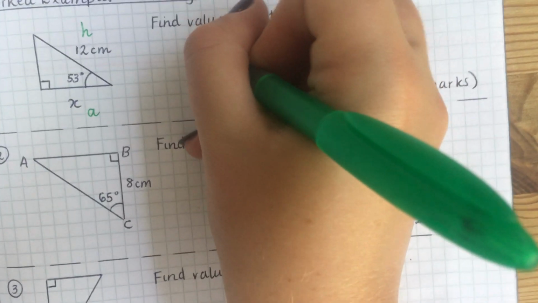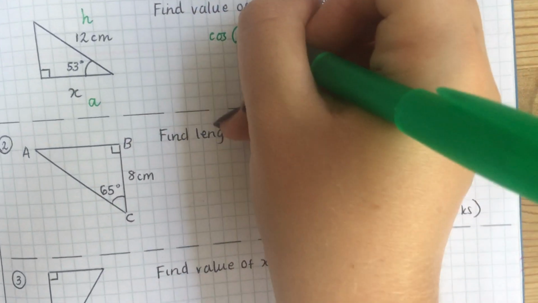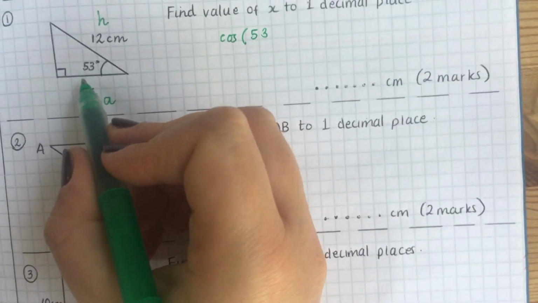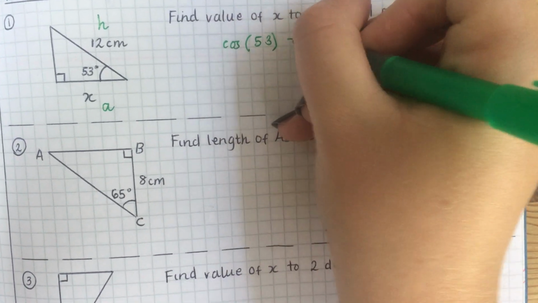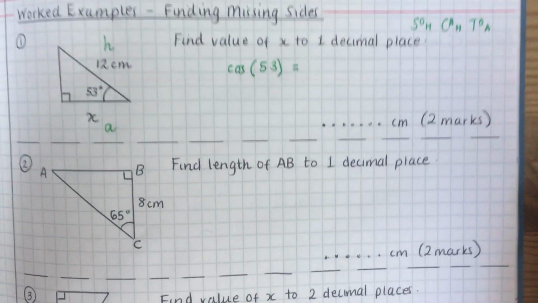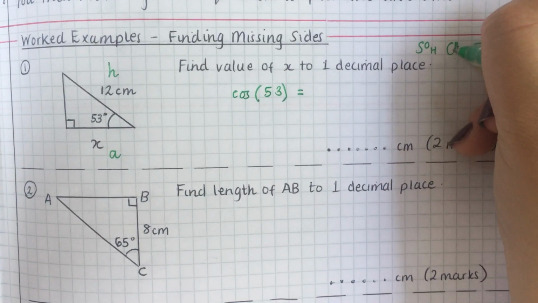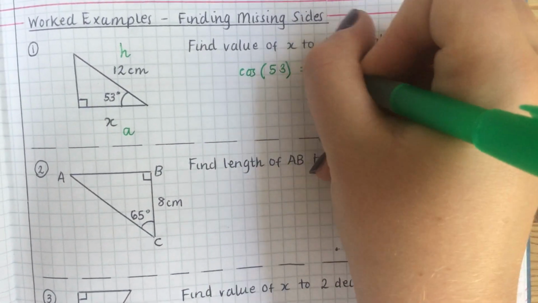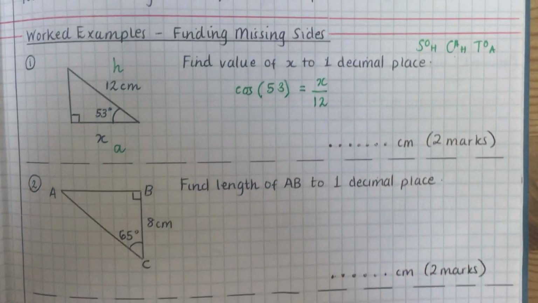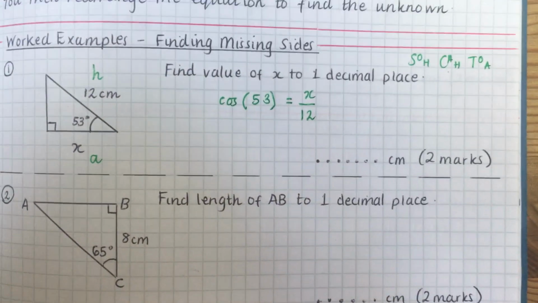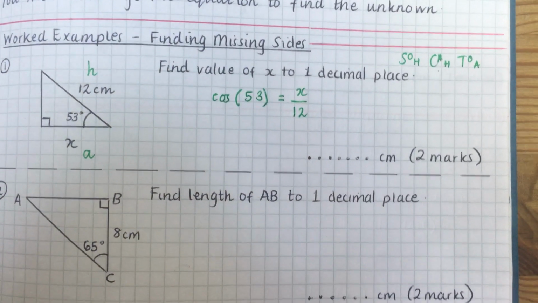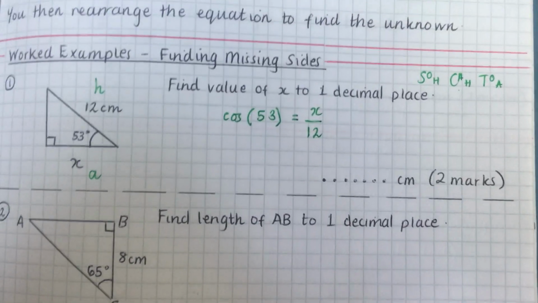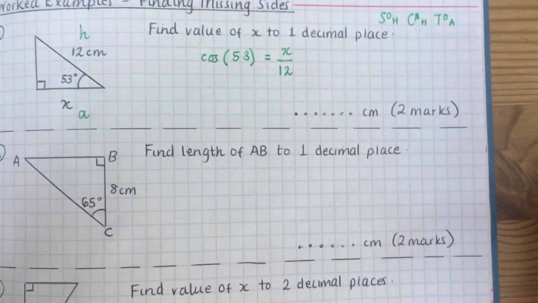So I write down cos, and then I write down the angle, which is 53, that's it here. And then I write equals, and then I write my fraction. Now looking at SOHCAHTOA, I can see that the adjacent goes at the top. The adjacent is x, so x over 12, which is the hypotenuse. Now that is where you get your first mark, and as you can see, the question is worth 2 marks in total. And writing this down, this stage of working out would give you 1 mark.